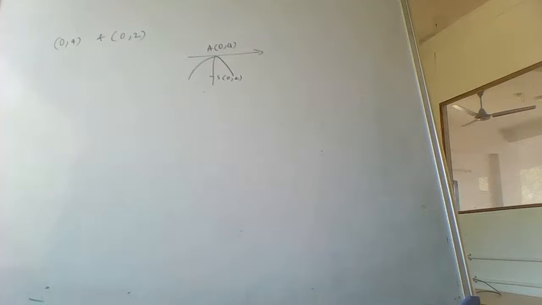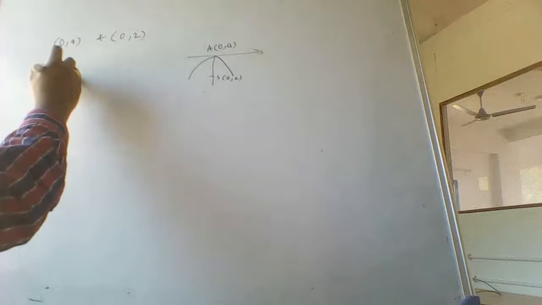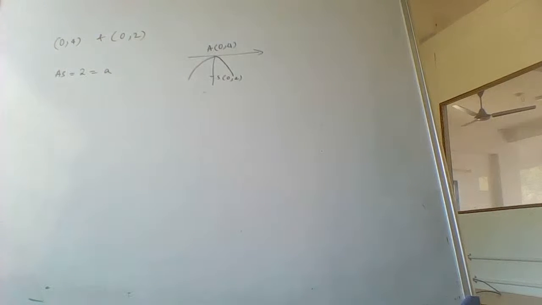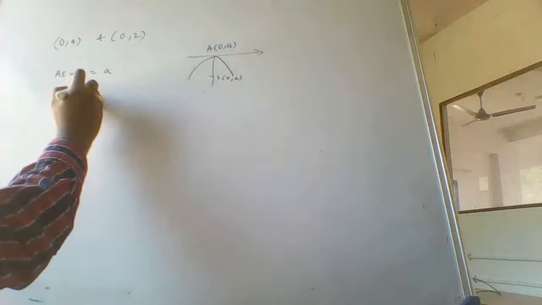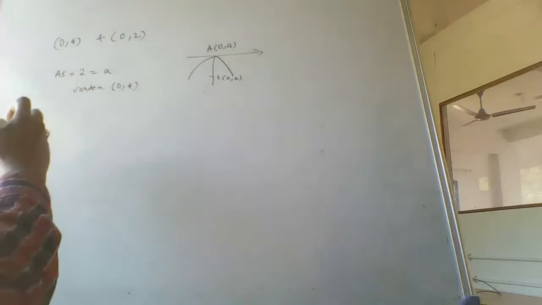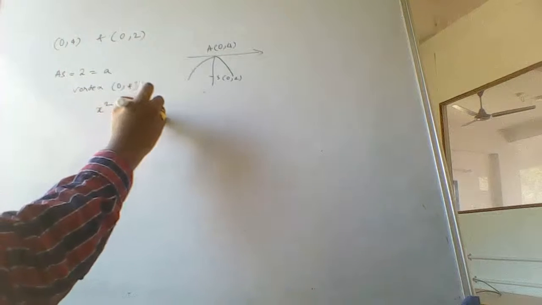Now what you notice here is AS is the length, which is 2, represented as a, and the vertex which is given as 0 comma 4 lies on the y-axis, so the parabola which is represented is downward. So that's what I've drawn just now. Now the equation of the parabola which is downwards is x square is equal to minus 4ay.